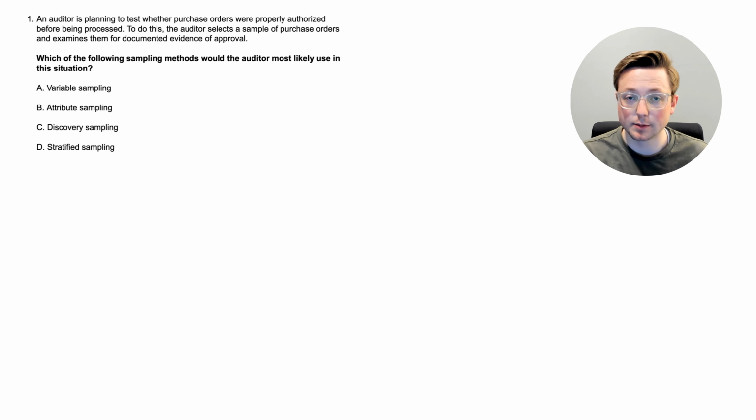Let's go through the options. Option A, variable sampling. Option B, attribute sampling. Option C, discovery sampling. Option D, stratified sampling. So if you have any idea what these different sampling methods are, then you might know the answer. If you don't know though, that's okay. We're going to learn in this video a lot about the sampling methods and a lot of the things that have to go into deciding what sampling method to use. So again, if you don't know the answer, that's okay. We're going to look at it right now.